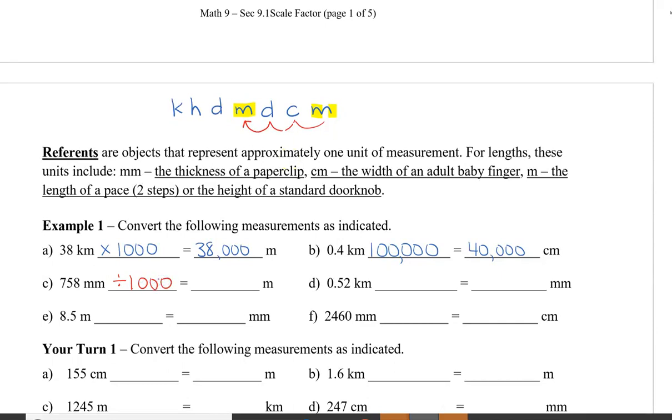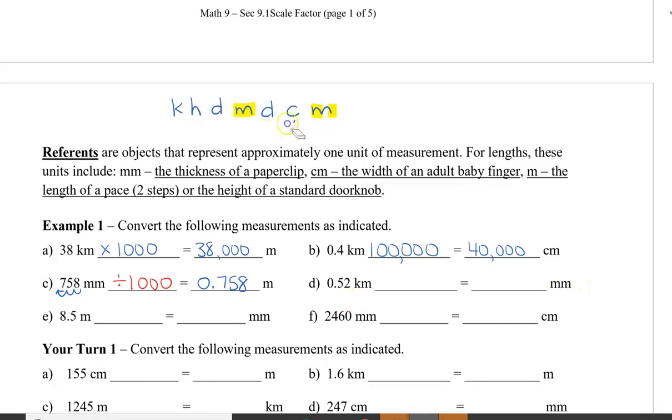When we divide by 1,000, we're going to move the decimal place over to the left. The decimal is here at the back. And we're going to go 1, 2, and 3. So we end up with 0.758 meters.